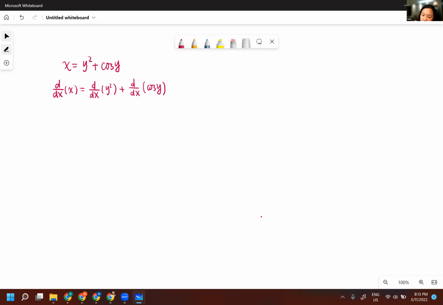On the left, it's 1. On the right, y squared is a function of y, so d/dy, and then dy/dx. This one is also a function of y, so d/dy of cosine y, then dy/dx. Okay, so after this, the first derivative is found.